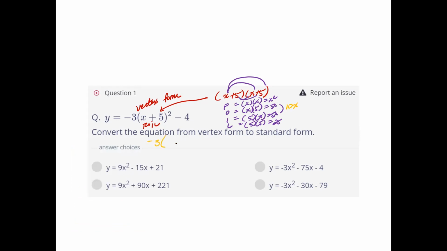So here I have a negative 3 times x squared plus 10x plus 25 minus 4. Next, you're going to distribute that negative 3 into the parentheses. So you have a negative 3x squared minus 30x minus 75 minus 4. And you're going to combine these two together. So negative 3x squared minus 30x minus 79. And that is your answer. Which one here, A, B, C, or D, has this answer? It looks like the last one is right there.